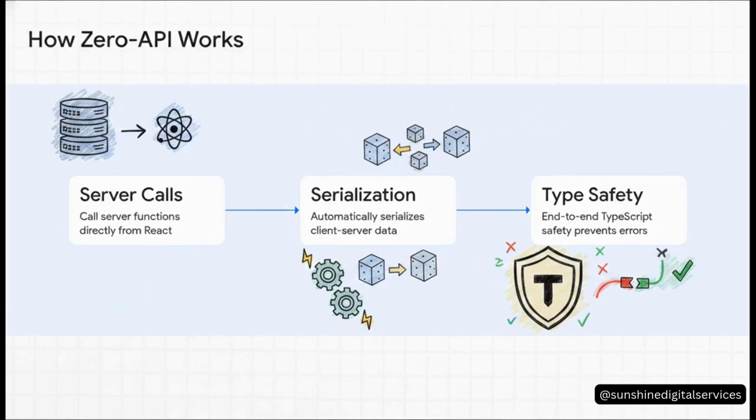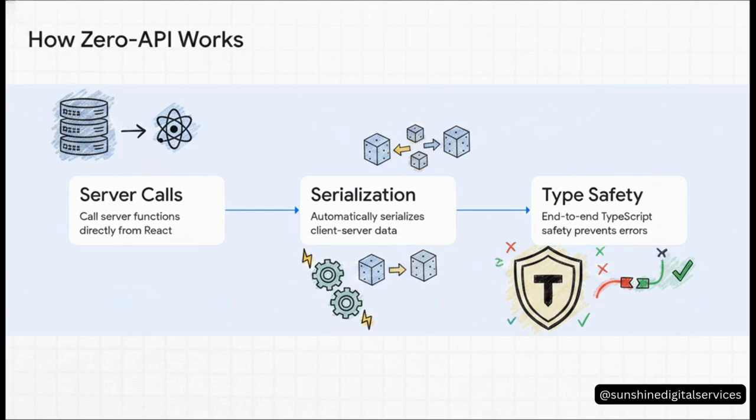Step 1 is direct server calls. You write a function on the server and you call it in your React component as if it lived in the exact same file. Step 2 is automatic serialization. Blitz swoops in and automatically serializes and deserializes the data being sent between the client and server. You don't write any boilerplate code to transform your data.